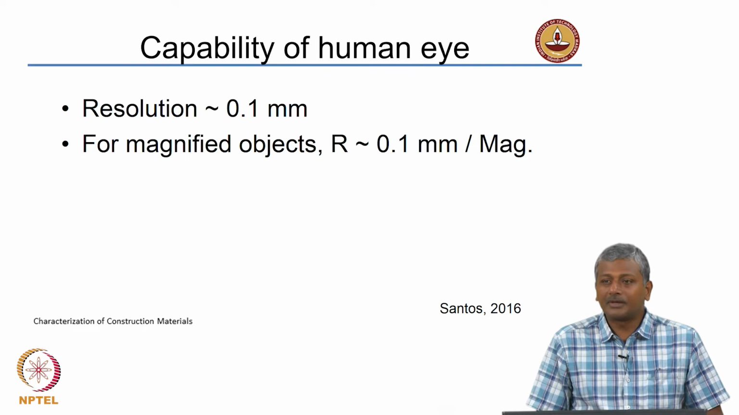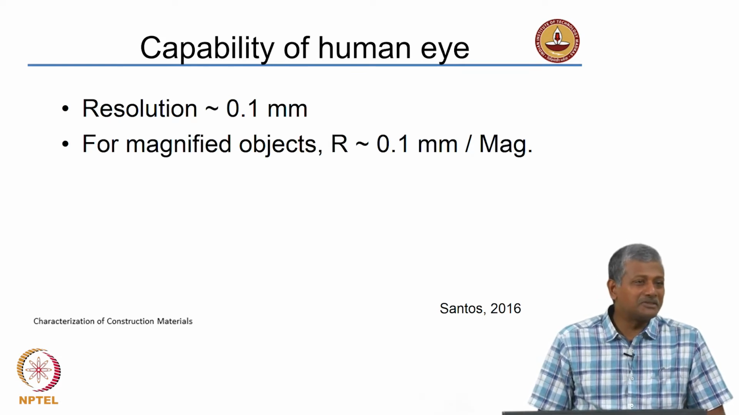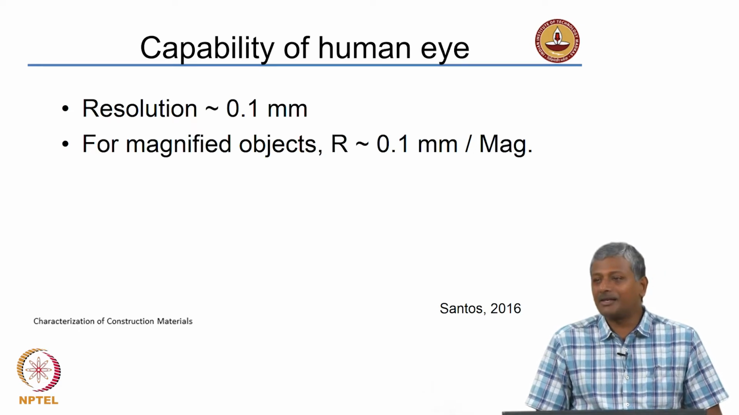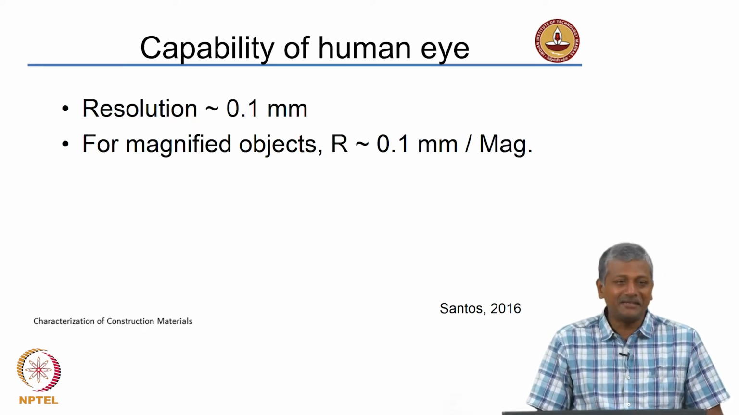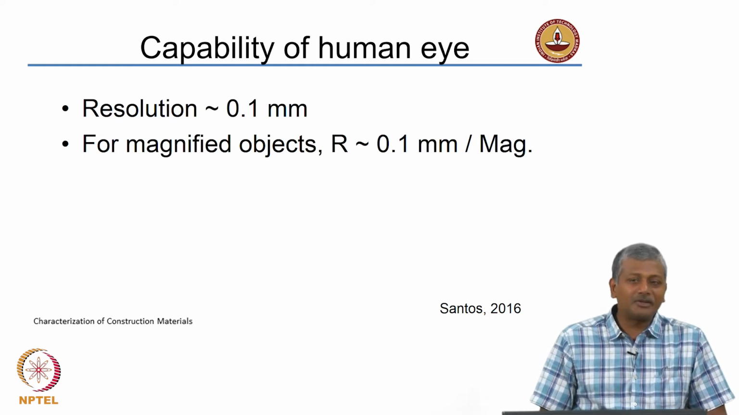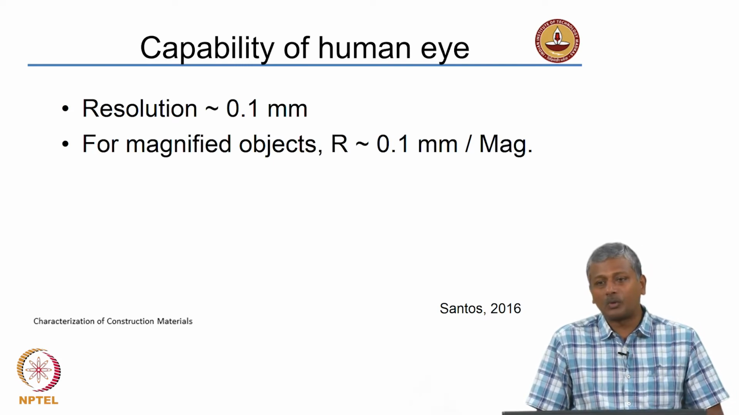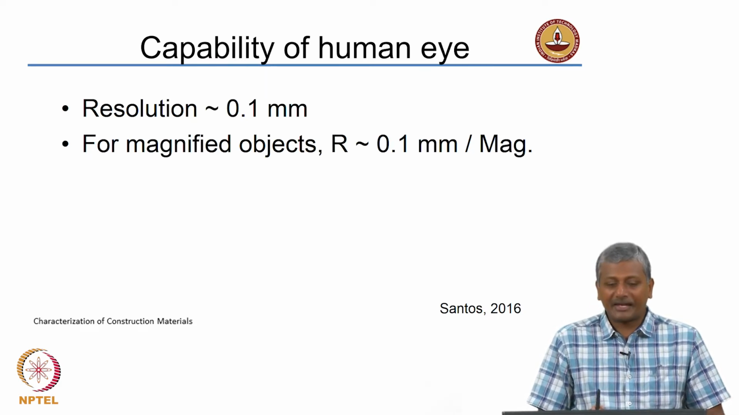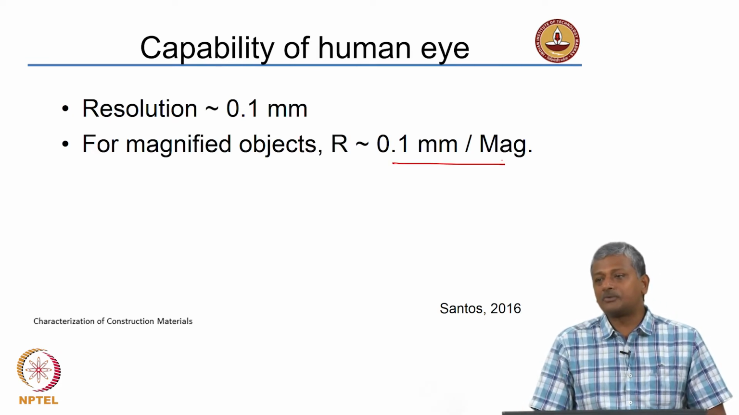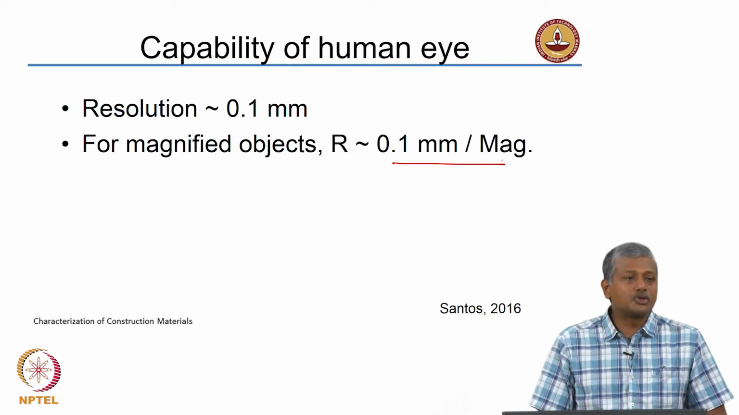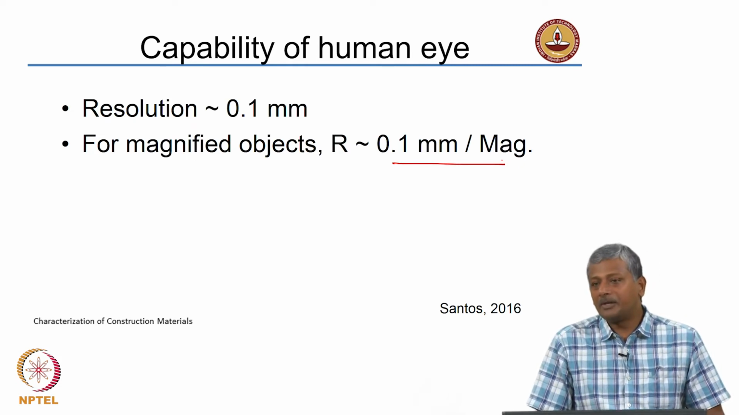I do not know, have you ever tried viewing objects that are apart by just 0.1 millimeter? Well, maybe if you try very hard you could. 1 millimeter we can easily see, right. Anything smaller than 1 millimeter we do not really know how to define with our eye itself, but the capability of the human eye is 0.1 millimeter. If you are magnifying the object, the human eye can actually resolve to 0.1 divided by the magnification. So, if I magnify the object 10 times, my resolution power becomes 0.01 millimeter.